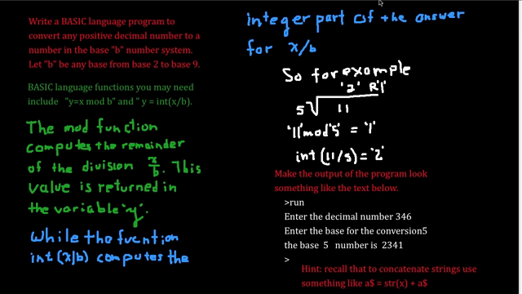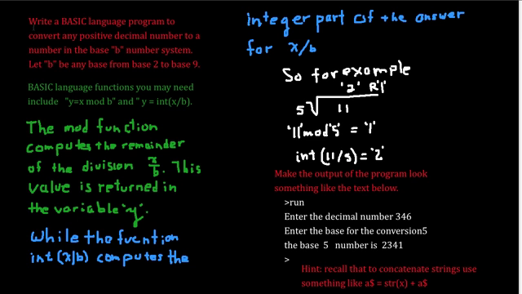And I want you all now to write a basic language program that converts an input number, a positive decimal number, into a number in an arbitrary base system, where arbitrary means it can be any base system from base 2 to base 9.